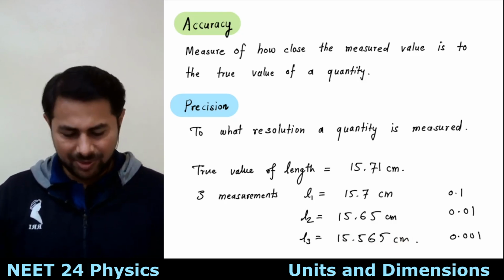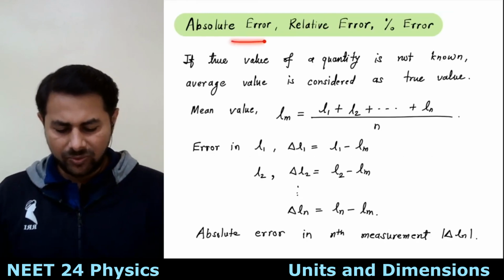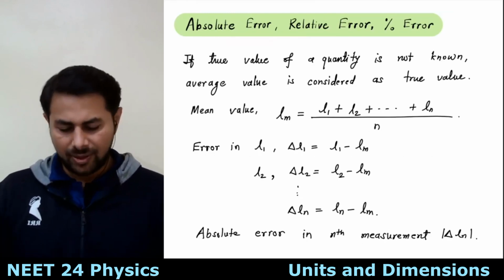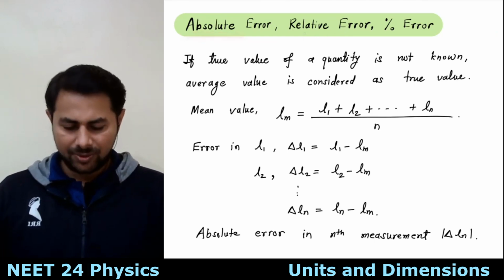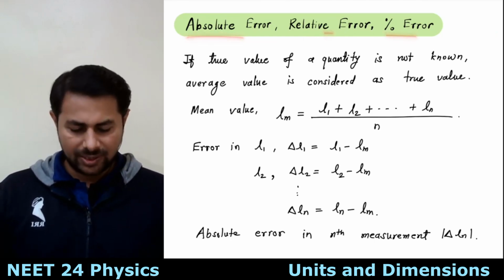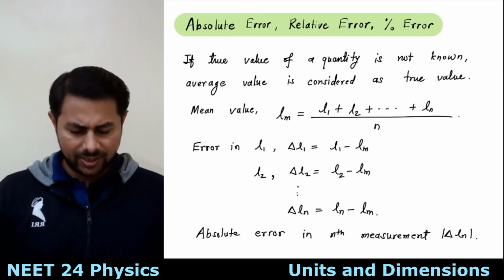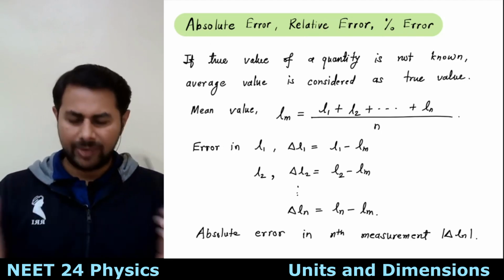These are some definitions regarding error. Now let's move on to the measurement of errors. How to measure the errors. So let's see what is an absolute error, relative error, and percentage error. Suppose you want to measure some quantity. Let's again consider the length of this pen.